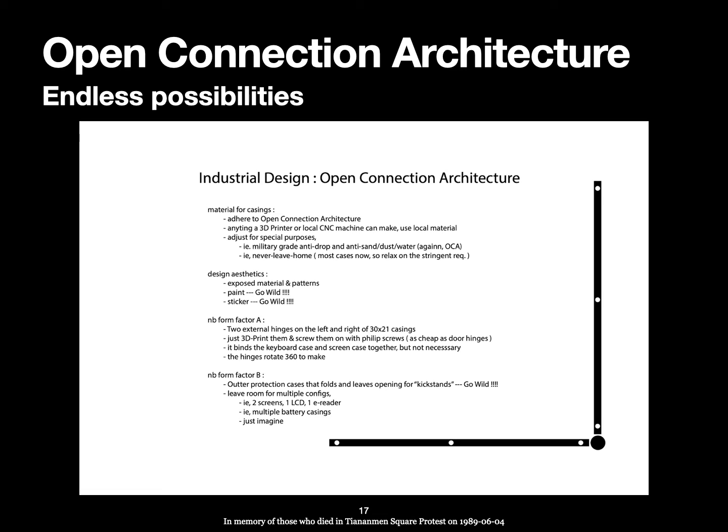The other method to make the notebook form factor would be to use external casings. Now, this is even more fun because these external casings can be made of leather, fabrics, neoprenes, and they can be as beautiful as the user chooses to make them.